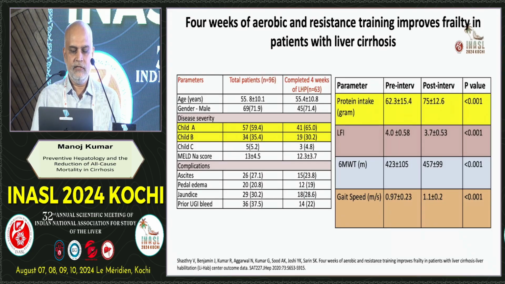This was the data presented at EASL 2020. 4 weeks of aerobic and resistance training improves frailty in patients with liver cirrhosis, mostly Child A and B patients. After 4 weeks of intervention, protein intake increased, liver frailty index improved, 6-minute walk test increased, and gait speed also increased. So we have to motivate patients to have adequate diet, nutrition and exercise.